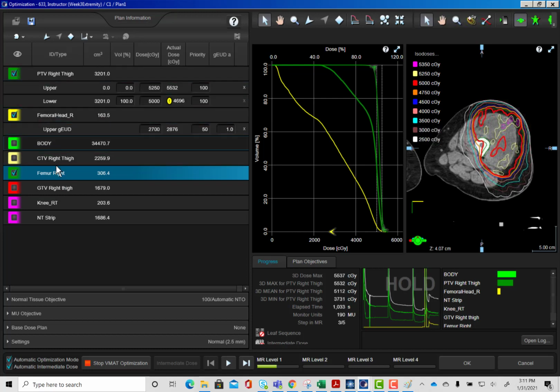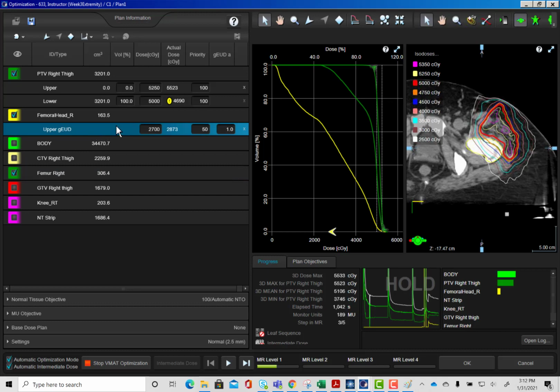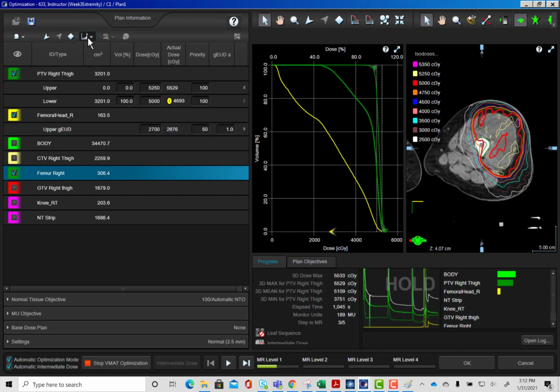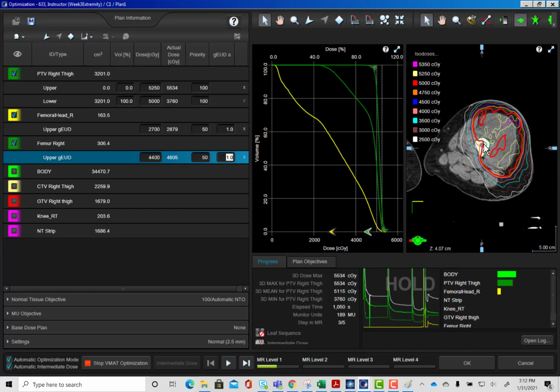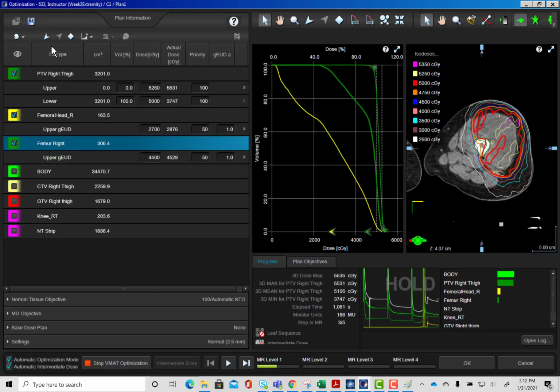So in this case, since the PTV is inside of that OAR, you have to be a little bit more careful about adding these EUD constraints. We're going to add one. I'm just not going to go too crazy with it, because since they overlap, these EUD constraints are pretty powerful, and it'll just cause me to start losing coverage pretty quickly. So I'm not going to push super hard on that one.